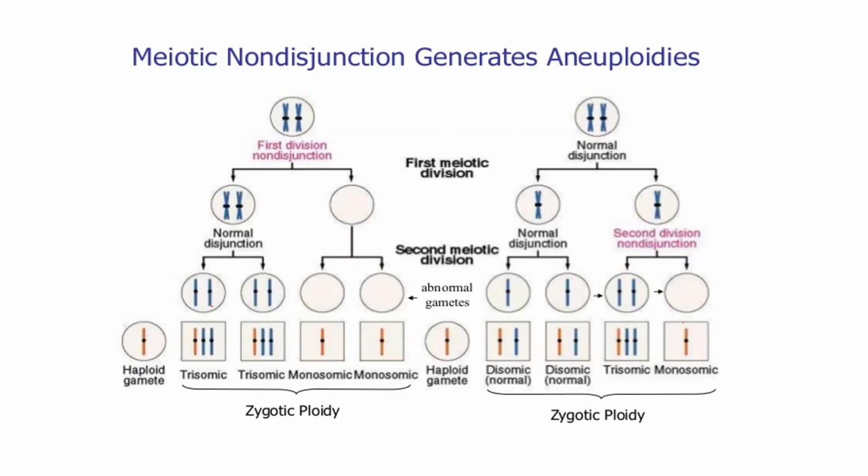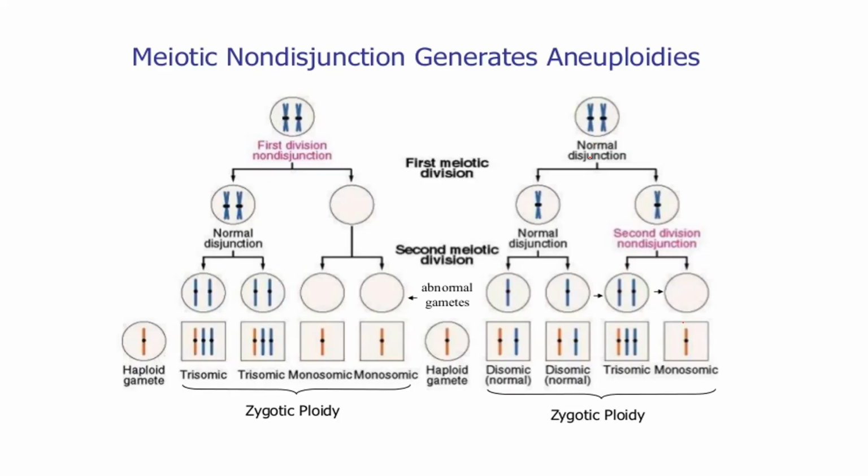As you can see, they are forming the trisomic and monosomic condition. That is creating aneuploidy. Due to this meiotic non-disjunction, we are getting aneuploidy in the zygote.